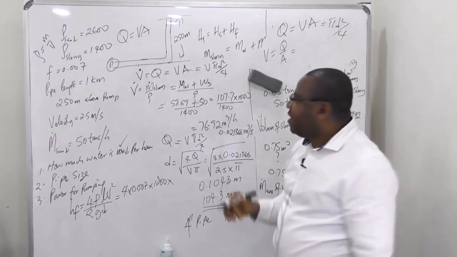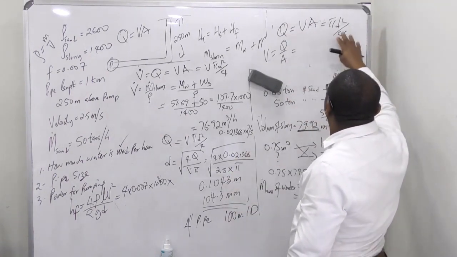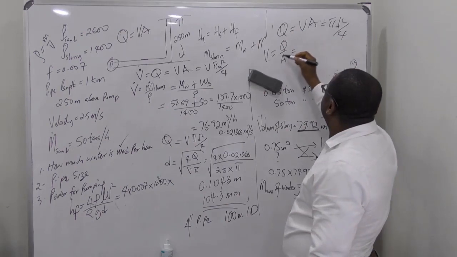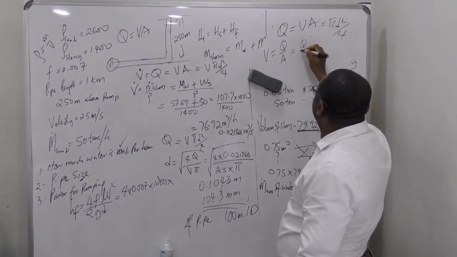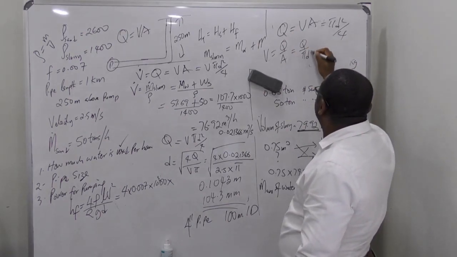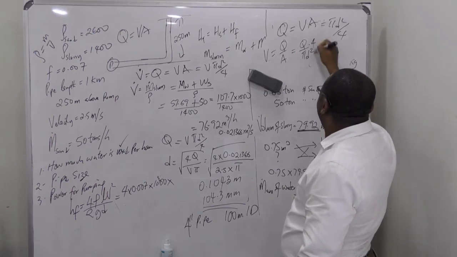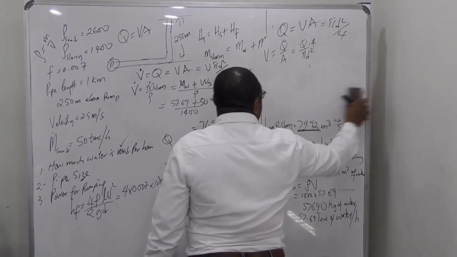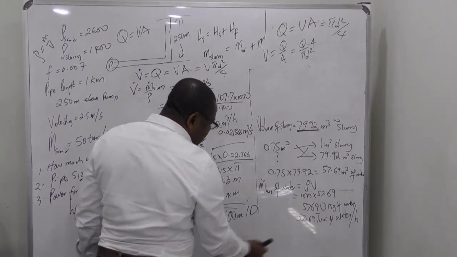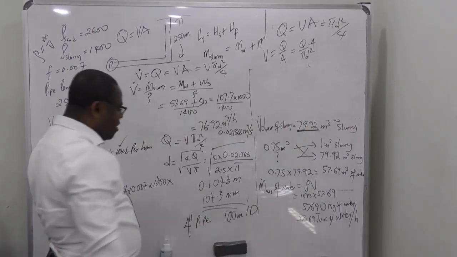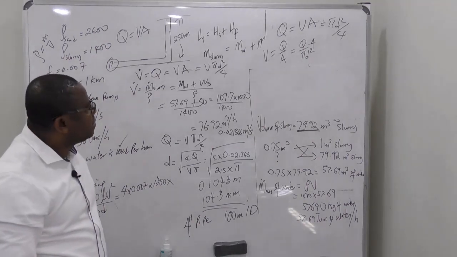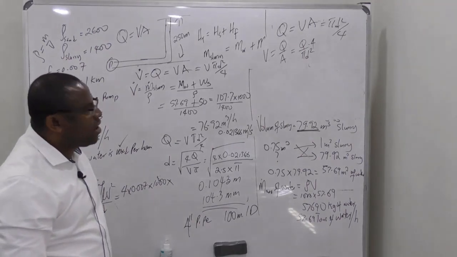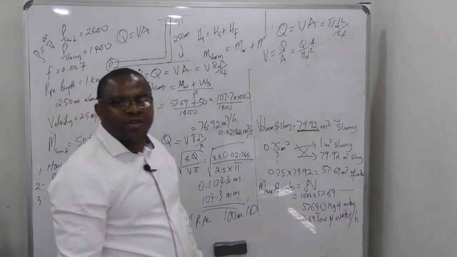Now, with this, A is pi d squared over 4, so Q over pi d squared over 4. The 4 can come up here. So I can just use this to see what the velocity will now be, since I'm now choosing a 100 millimeter internal diameter. Did you get that?